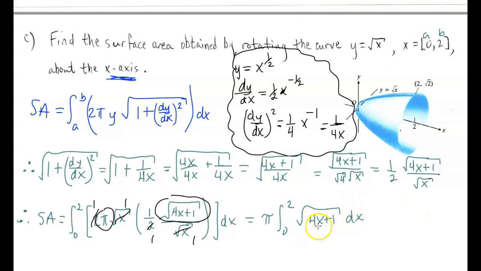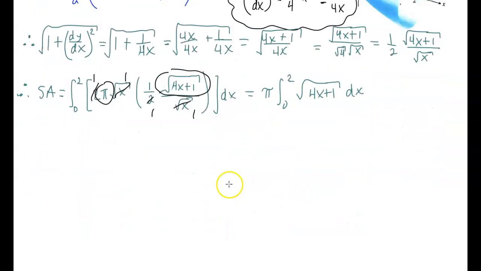So we can just let u equal 4x plus 1, find a derivative of it, rewrite everything in terms of dx, change our limits of integration from being in terms of x to being in terms of u, and then we can finish out the problem here. So we're pretty much on the final stretch here for this particular problem. So I'm going to switch colors again.